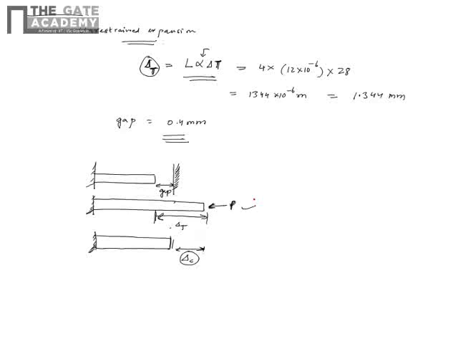You can view the problem this way. There is a free expansion because of the temperature rise, which is how much it could expand if you don't have a wall. Because of the wall, it can only expand up to the gap, and whatever expansion could have happened without the wall is not allowed by the wall. So the compression delta C is delta t minus the gap, which is 1.344 mm minus 0.4 mm.